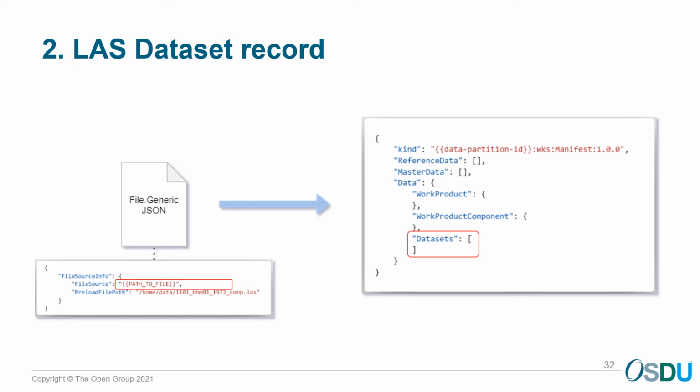The next step is to create the LAS dataset record. In our example, we use file generic as the metadata entity type. There are two considerations. First, the file source information should be correctly populated so that the LAS file can be correctly retrieved later. And the second one is that the file generic should be placed as a dataset of the manifest we are going to build.